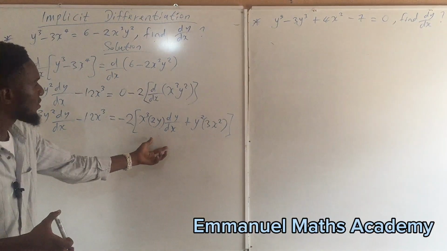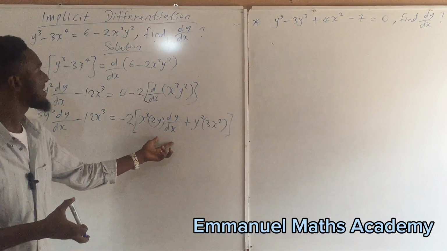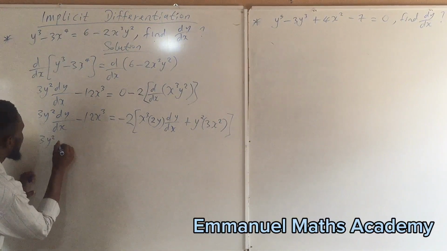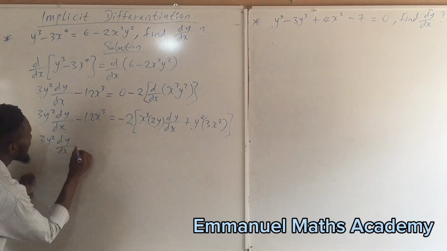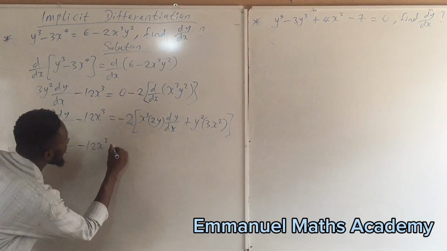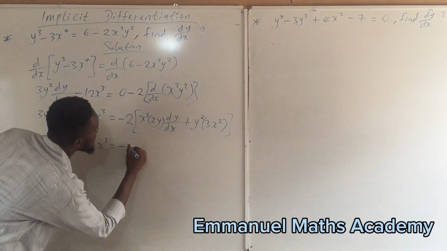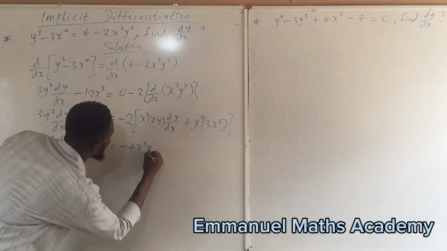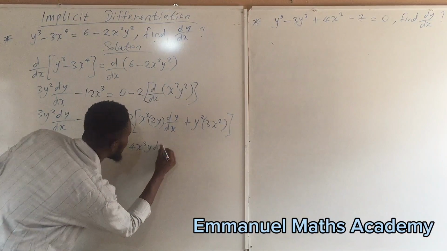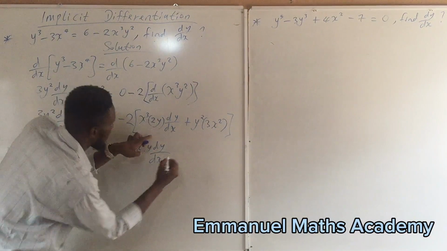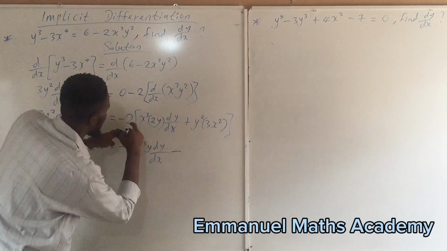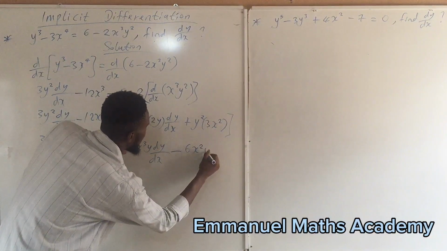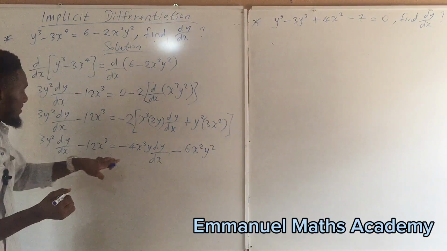Now, what do you do next? You simplify this thing further to give you what? 3y power 2 dy dx minus 12x power 3 equal to minus 4x raised to power 3 y dy dx minus again, minus 2 times this will give you 6x square y square. As simple as that.